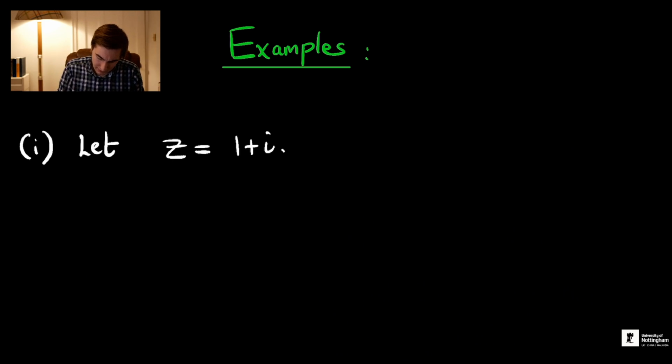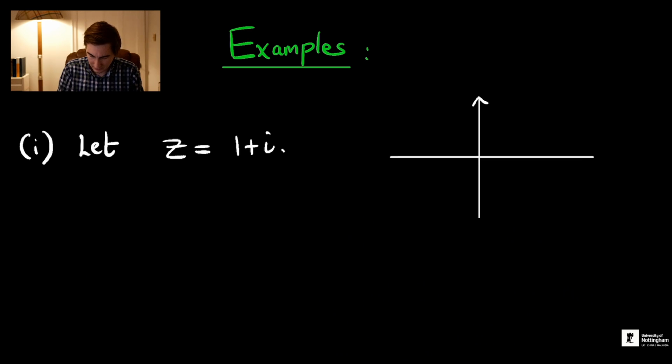If we think about where that lies on the complex plane, we can draw our complex plane over here. This is our imaginary axis. This is our real axis. We go 1 unit along and 1 unit up, so we go i here and 1 along. In other words, it lies somewhere like here. This is the point 1 plus i.